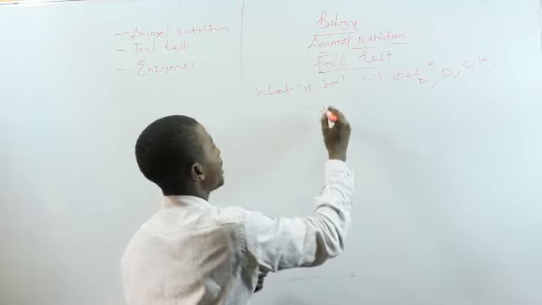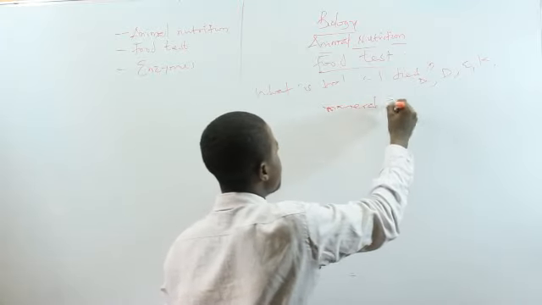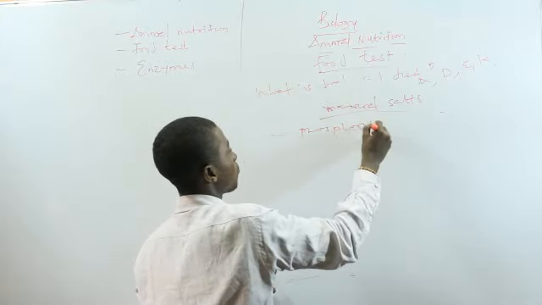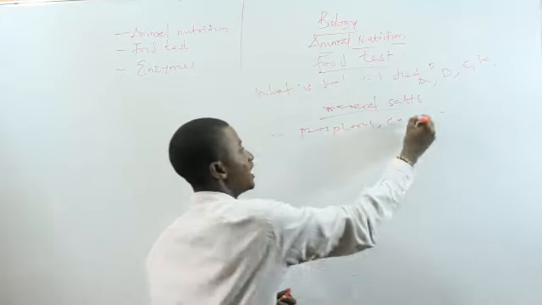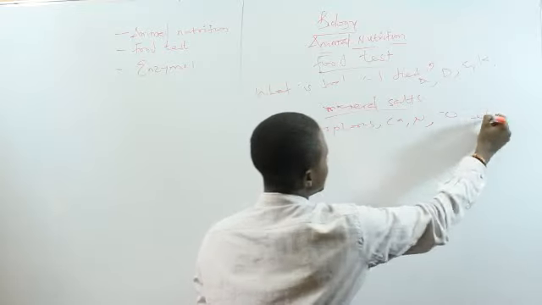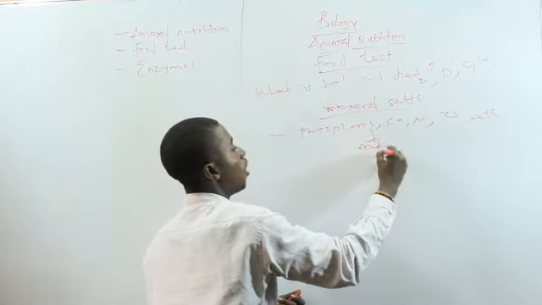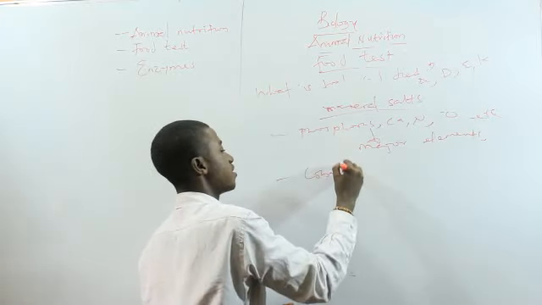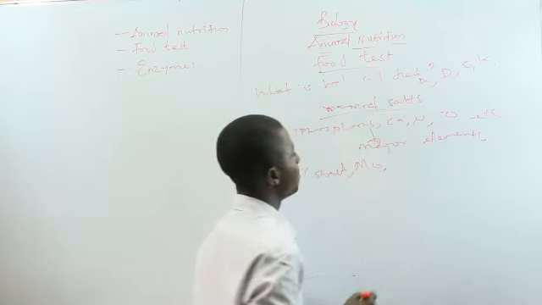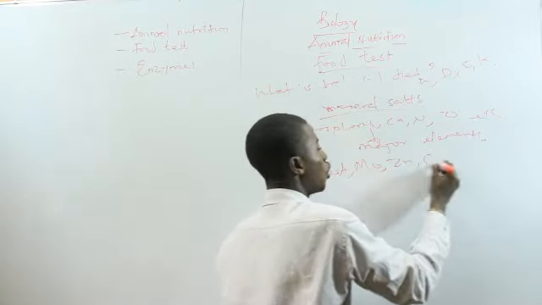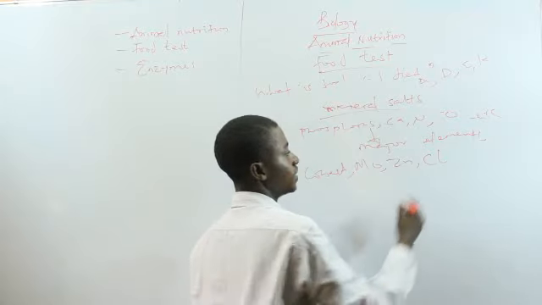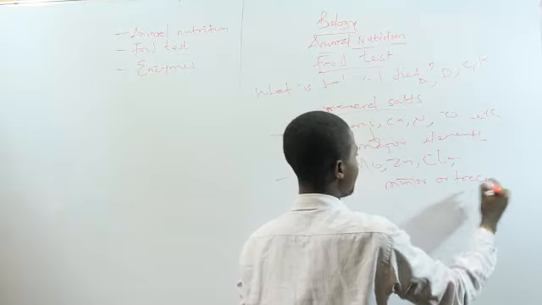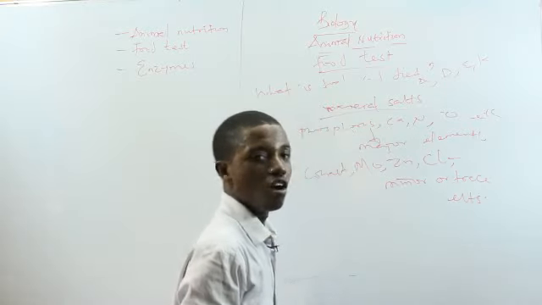So what are these minerals? Basically the mineral salts are phosphorus, calcium, nitrogen, oxygen, etc. Now these ones are called major elements. Cobalt, molybdenum, zinc, chlorine are called minor or trace elements. So we call them minor or trace elements.